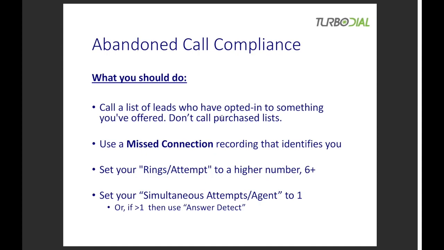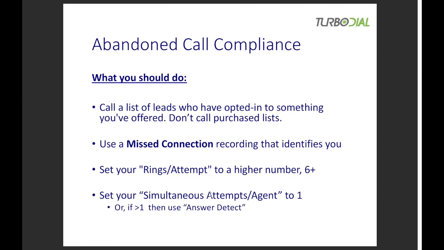So what you should do, first of all, any good practice with calling a list is you should call a list of leads who have opted into something that you've offered rather than cold calling to a purchased list. If you're going to be cold calling to a purchased list, you want to be very careful with your settings in TurboDial so that you don't miss a lot of connections. You're going to want to use a missed connection recording that identifies you because that keeps you in compliance with the law. And you're going to want to set your rings per attempt to be a little bit higher so that you're not hanging up on people before they get a chance to answer.